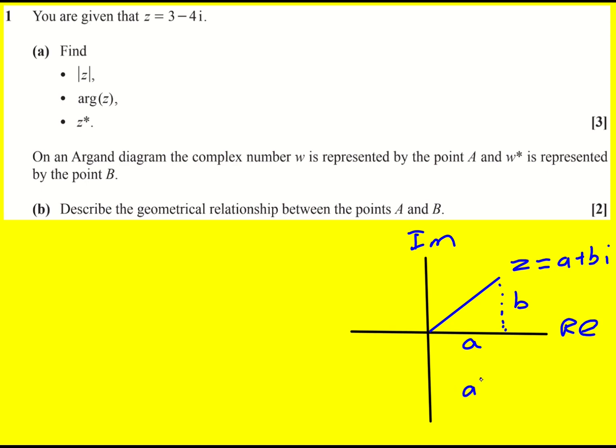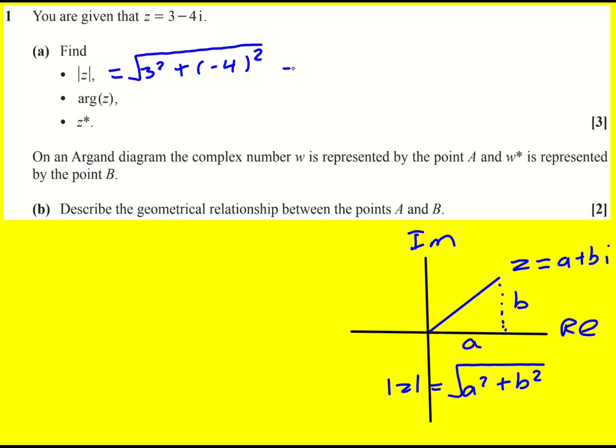And then the magnitude would just be a squared plus b squared, square rooted. And that's true even when things are negative, you still get that as your length. So we can just say it's 3 squared plus minus 4 squared, square rooted. This is just going to be 5.